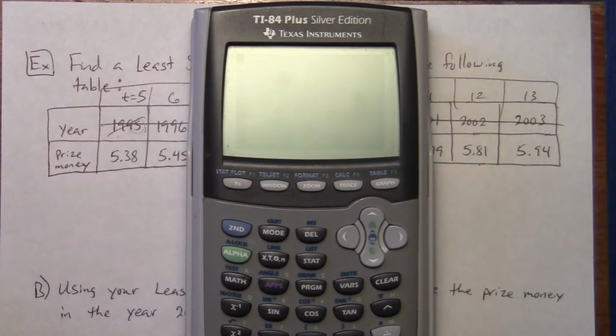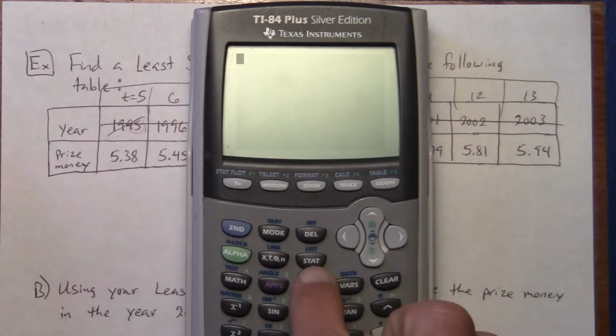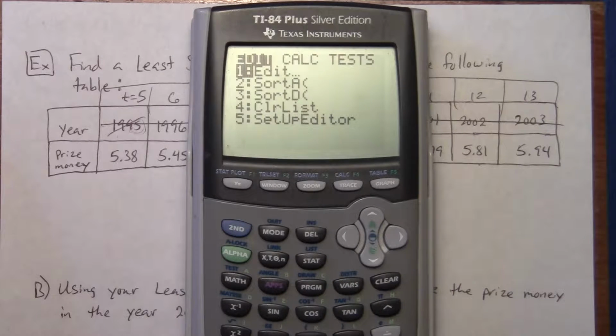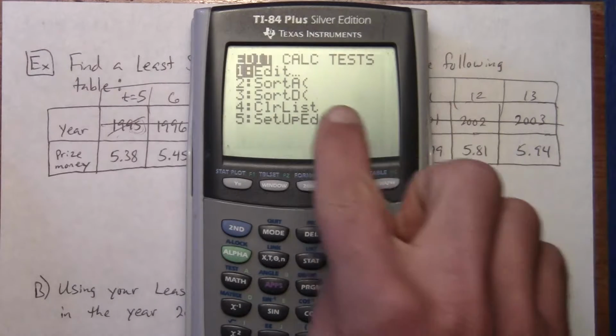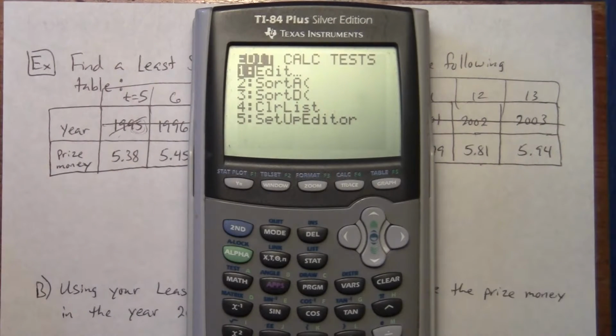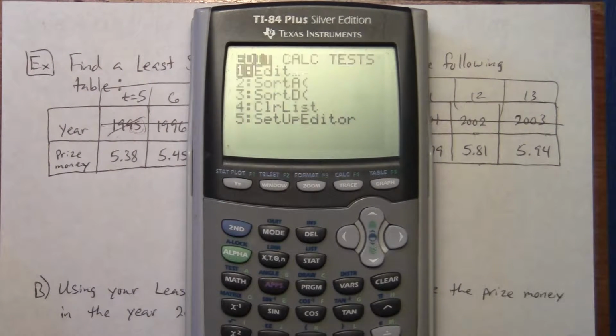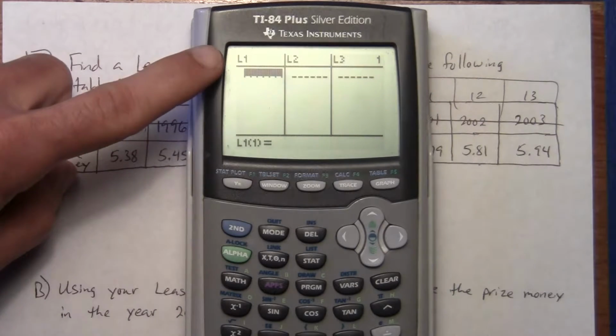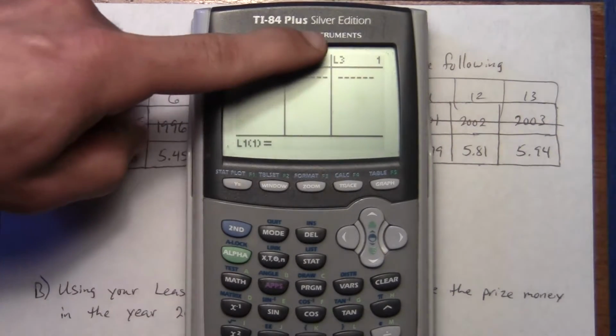To enter this information into a table, this is something that hopefully you have written down in your notes already, but if you don't, you want to write this down. You're looking for the button that says Stat on it, which is right here. You're going to push that, and then you get the following options. You actually want to keep it under Edit. You want to hit Enter on Edit. And then you can see at the top here, it asks for List 1, List 2, List 3.